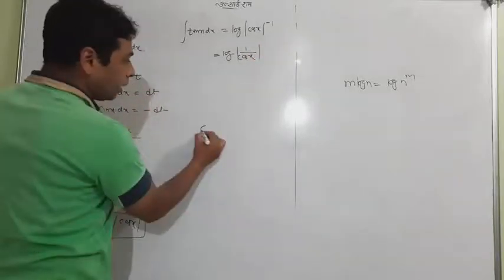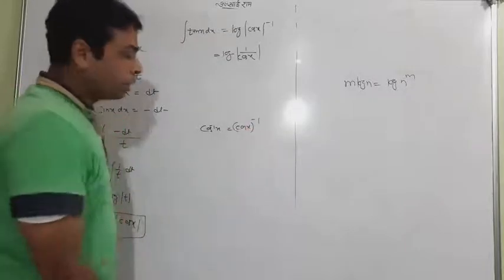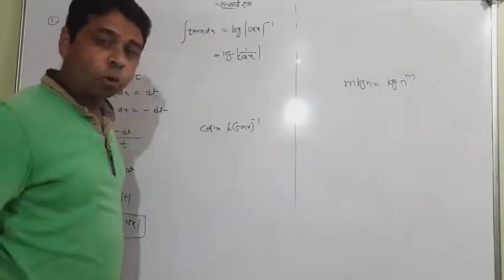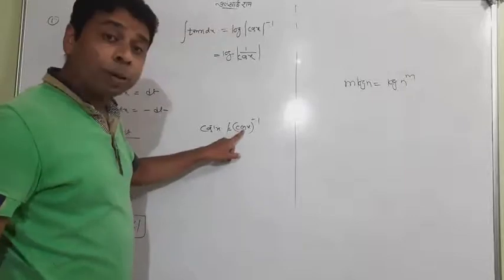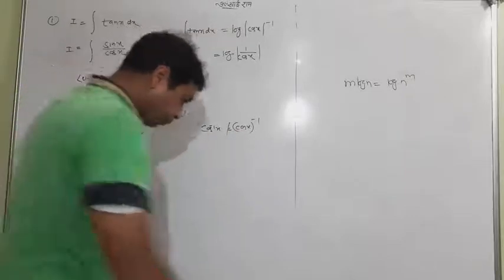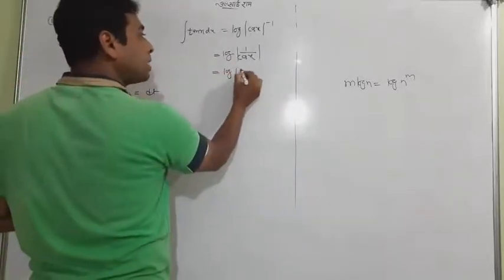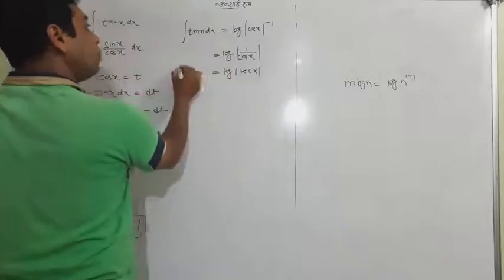You know, I tell you one thing, cos inverse x and cos x whole inverse are different. This is not the same. So don't get confused. This means 1 by cos x, sec x, but that does not mean 1 by cos x. Okay. So student, 1 by cos x we have got. Now you write only sec x, and this is a very important formula.